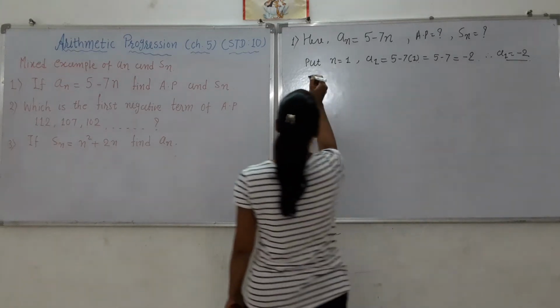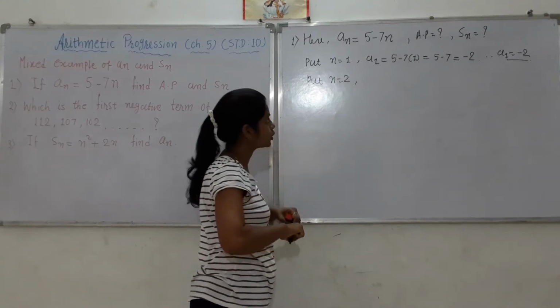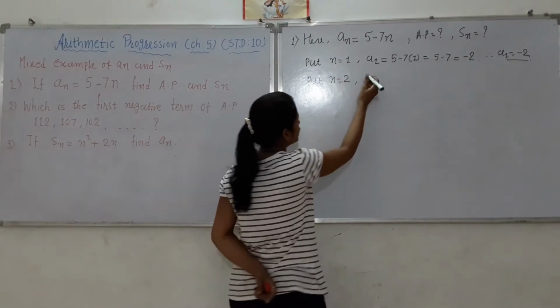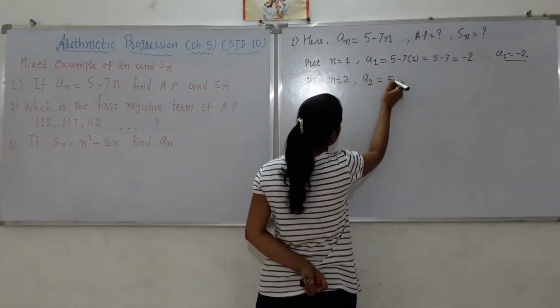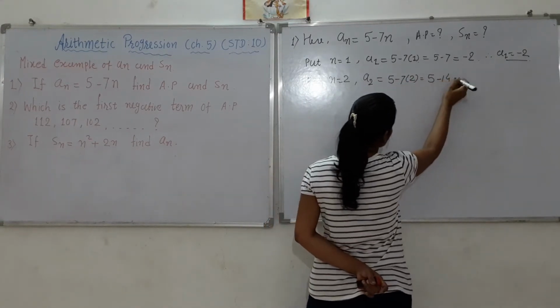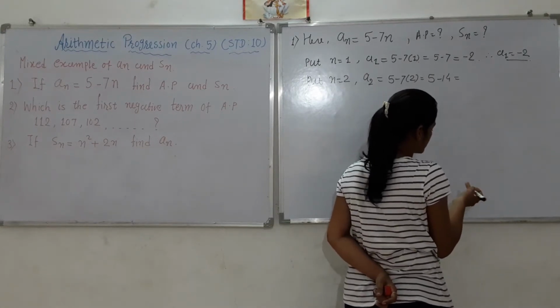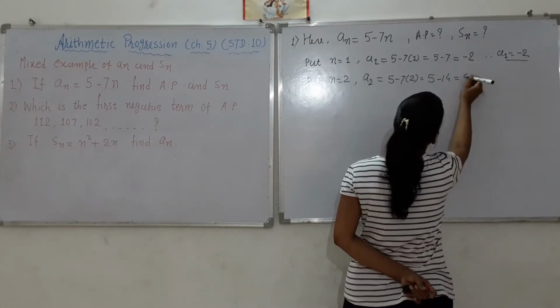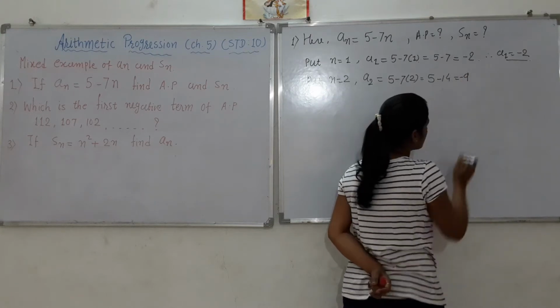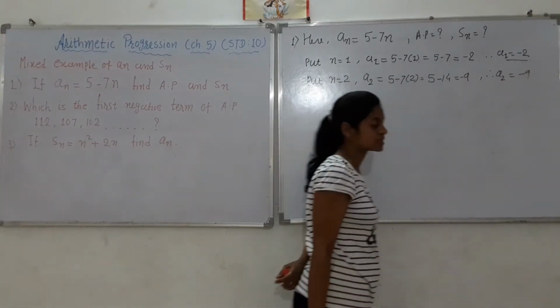Same way, put n is equal to 2. So instead of n, you should write 2. a2 is equal to 5 minus 7 into 2. 5 minus 14, so it is 5, 6, 7, 8, 9, 10, 11, 12, 13, 14. So this is your 9, but with the bigger digit's sign, minus 9. So your a2 is equal to minus 9.